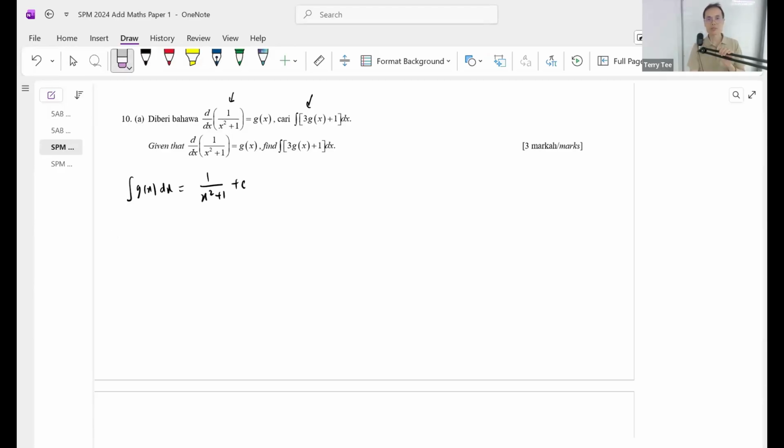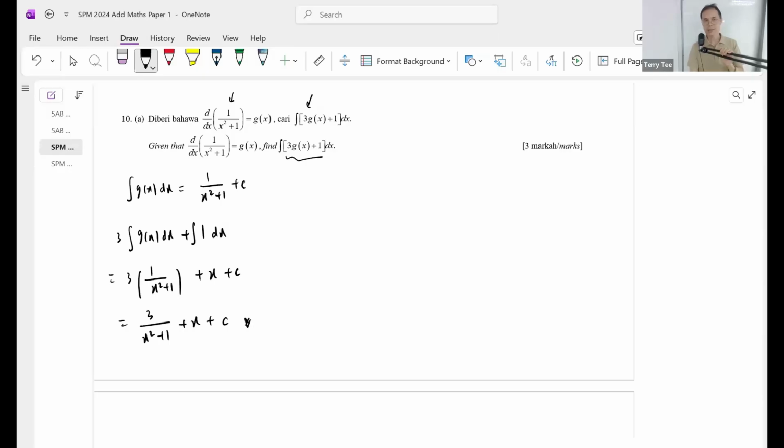That means I start from here. We take out the 3, integration of g(x) dx, plus integration of 1 dx. When you integrate g(x) dx, you will get 1 over x squared plus 1. When you integrate 1, you get x plus c. Just put them together: 3 over x squared plus 1, plus x, plus c. Okay, that's all.